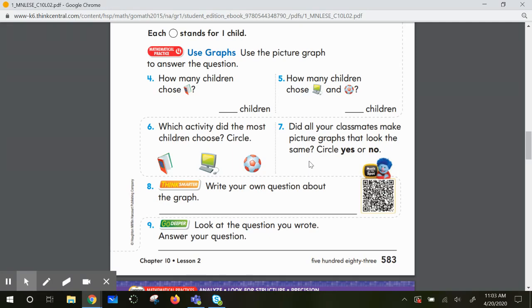That can be fun. All right. This will be a lot of fun. Have fun with graphing.